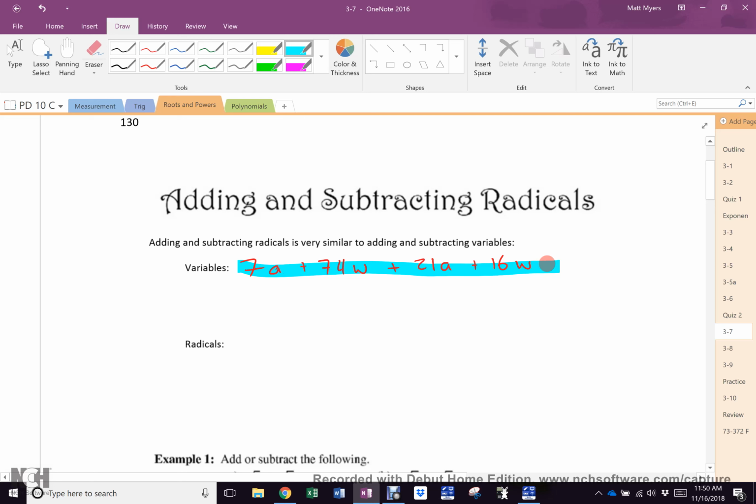You would collect like terms, wouldn't you? What would you do with the 7a? I would add it to 21a. Why? Because they are like terms. So I would have 28 A's. What would I do with the W's and the W's, to get what? 90 W's.